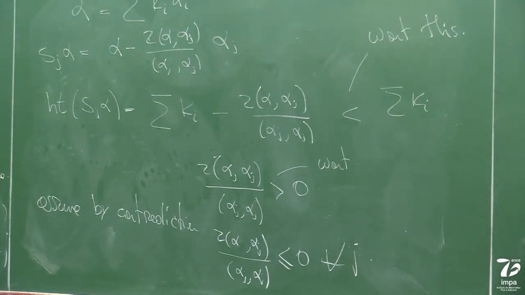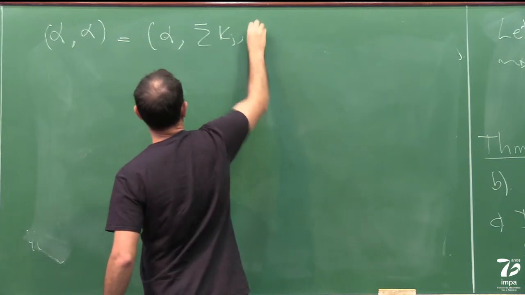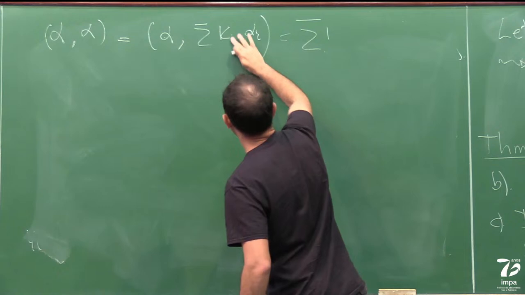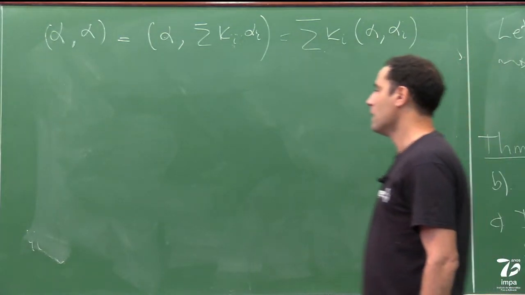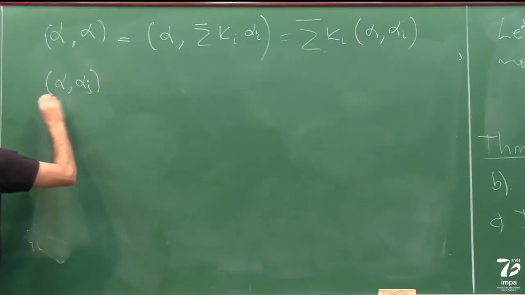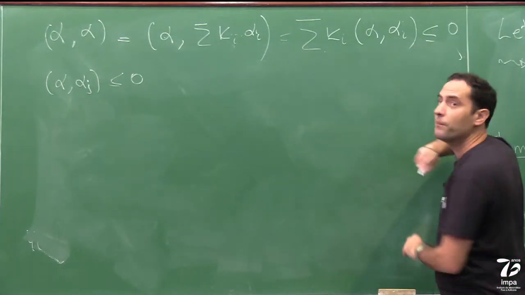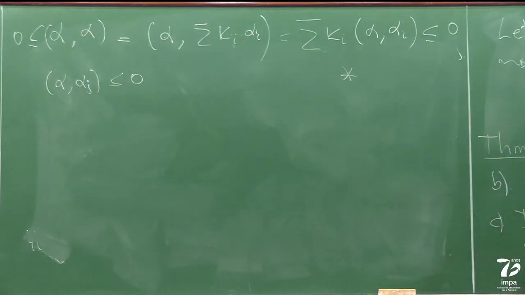So if that happens, then let's look at the inner product of alpha with itself. So we look at alpha, inner product with alpha, and this is the inner product of alpha with the sum of k_i alpha i. That's how we describe alpha. So this is the sum of k_i times (alpha, alpha i). But now, if this thing is negative for every j, then also this thing is negative for every j, because this guy was positive and 2 is positive. So this implies that this thing here is less or equal than 0, but (alpha, alpha) is bigger or equal than 0. And if alpha is non-zero, this is bigger than 0. So that's absurd. So this proves C.